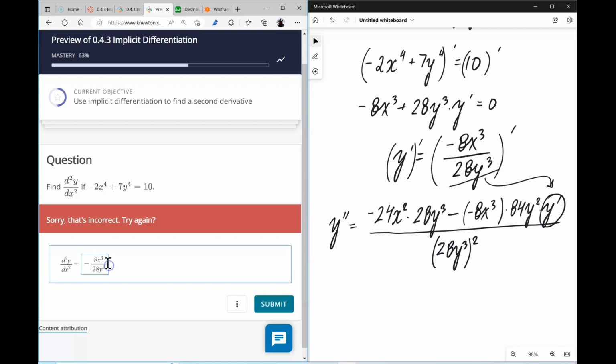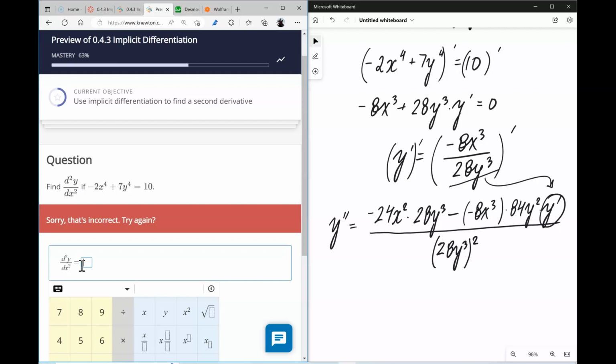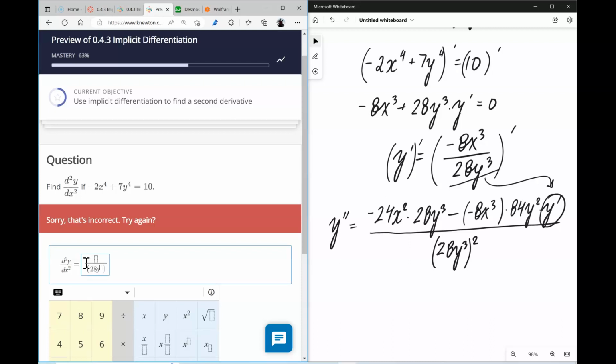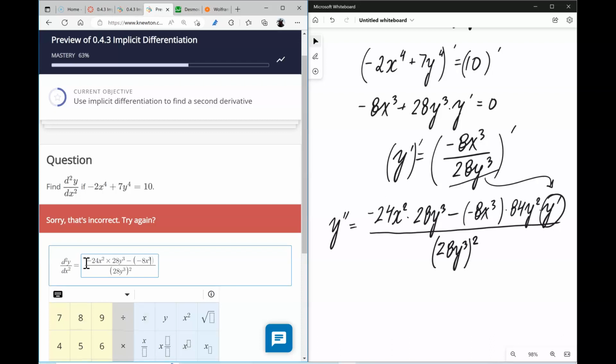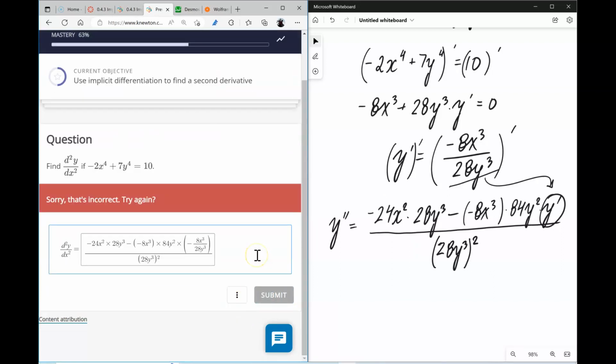So let me just copy this. This is my y prime, and I'm going to start with the denominator, (28y cubed) squared, and in the numerator we have negative 24x squared times 28y cubed minus negative 8x cubed times 84y squared times the first derivative.